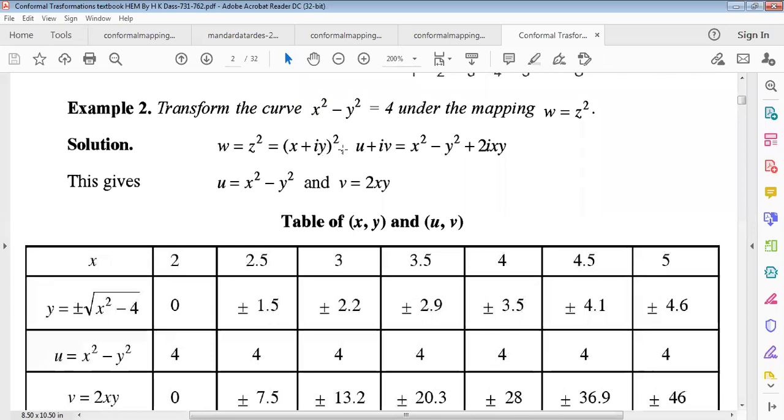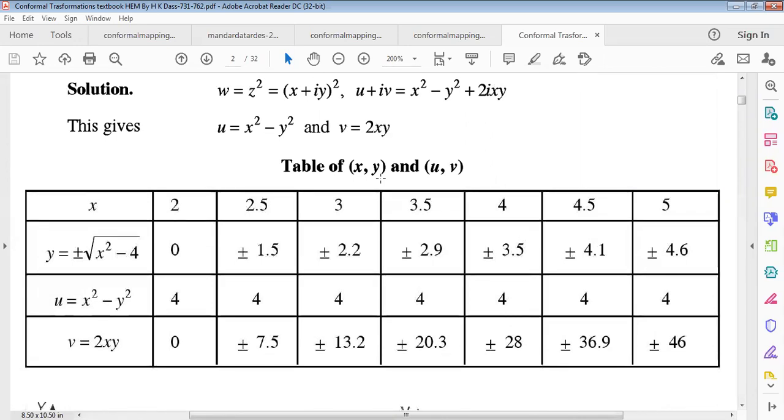But i square equals minus 1. This is why it is x square minus y square plus twice ixy. So u equals the real part, x square minus y square, and v equals the imaginary part, twice xy.